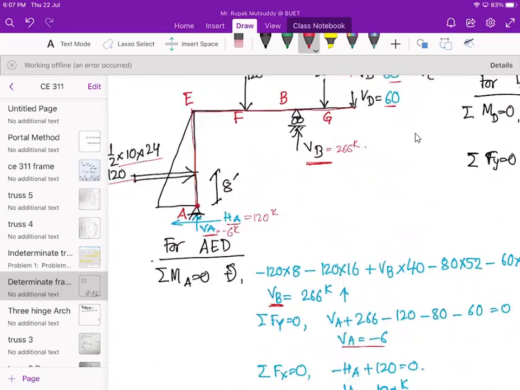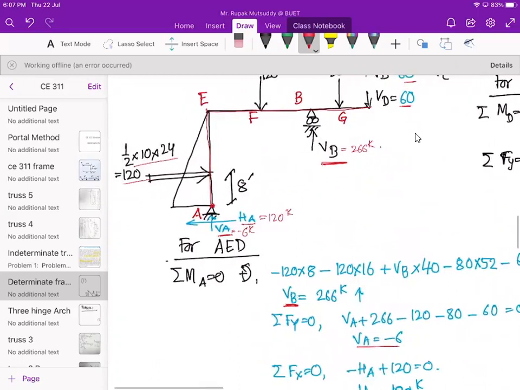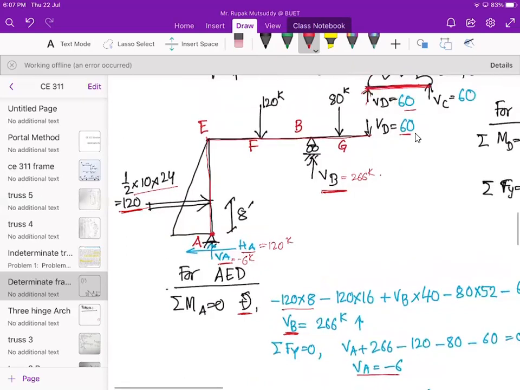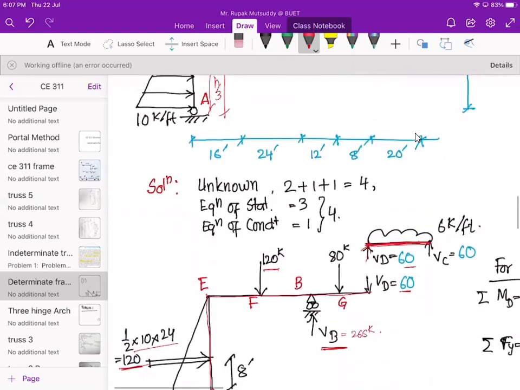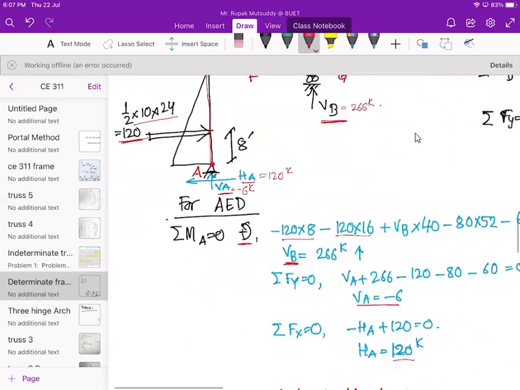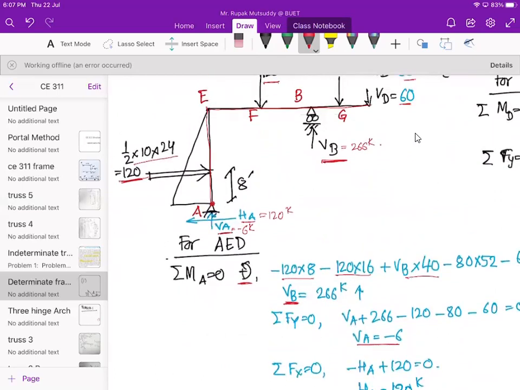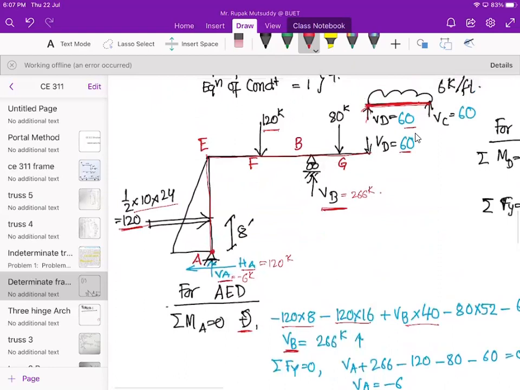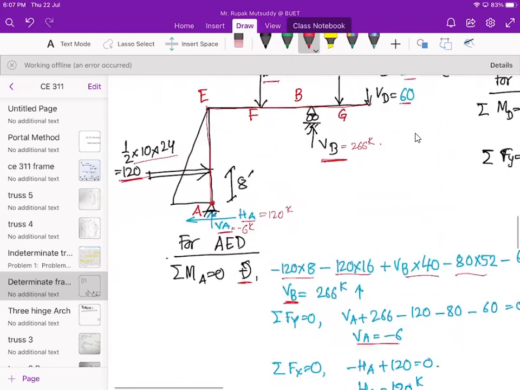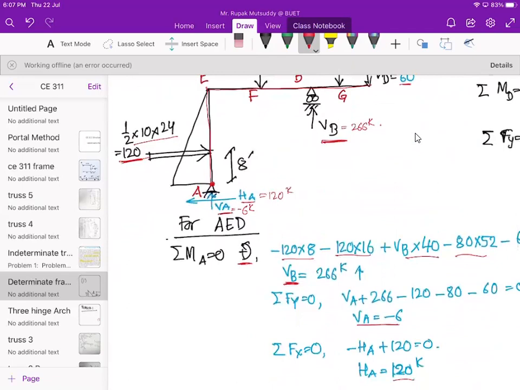Look, if we take moments at A, this 120 will give a negative moment. If we take anti-clockwise moment as -1, so this will be a negative moment. 120 times 16 will get -1. VB times 40 is +1. 80 is also -1. So all summed up, we get VB equals 266 kip.